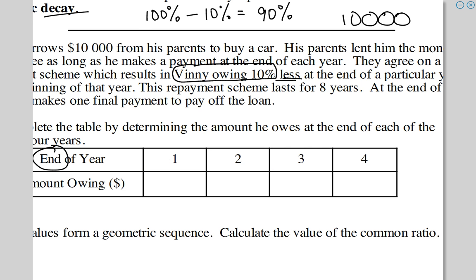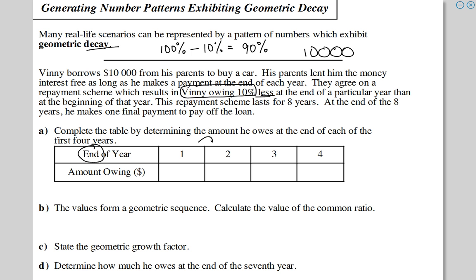Okay, so you would have to multiply each time by 90%, which is 0.9. Okay, so if it starts at 10,000, you times that by 0.9, you get 9,000. So that's how much he owes at the end of year 1.